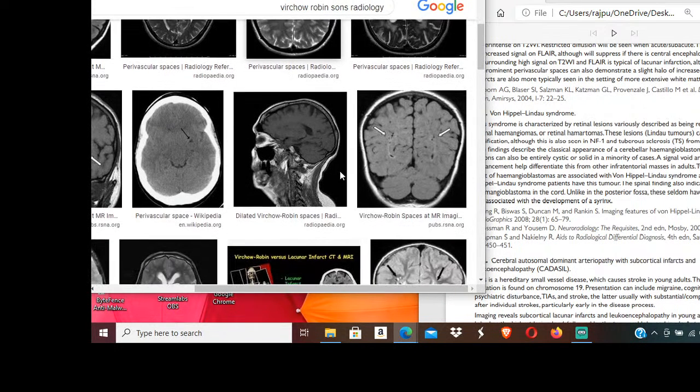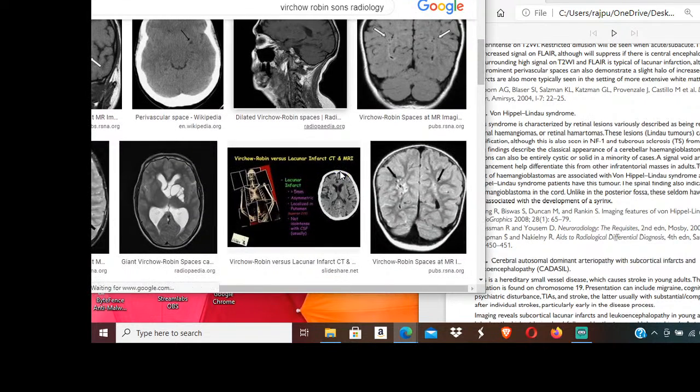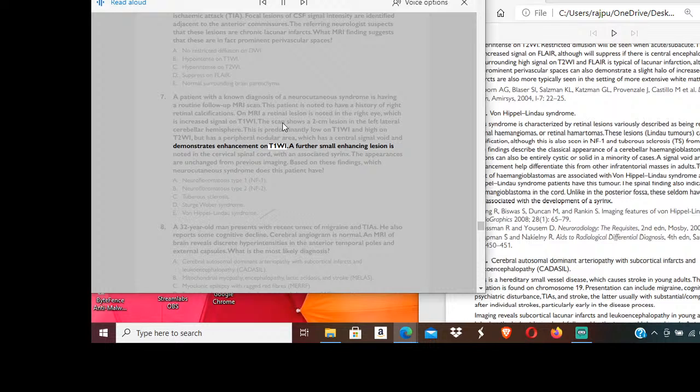This is predominantly low on T1WI and high on T2WI, but has a peripheral nodular area, which has a central signal void and demonstrates enhancement on T1WI. A further small enhancing lesion is noted in the cervical spinal cord, with an associated syrinx. The appearances are unchanged from previous imaging. Based on these findings, which neurocutaneous syndrome does this patient have? A. Neurofibromatosis.